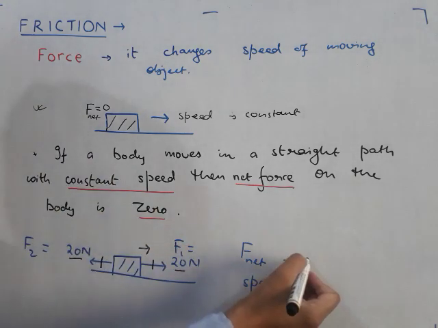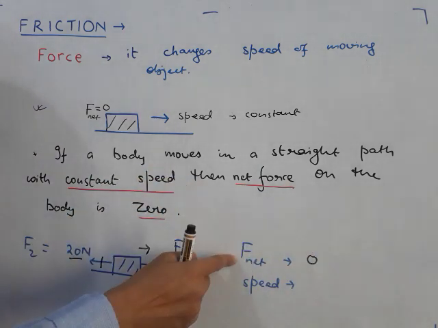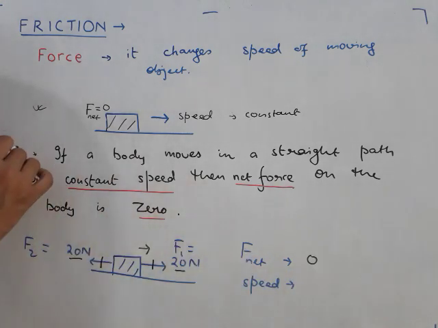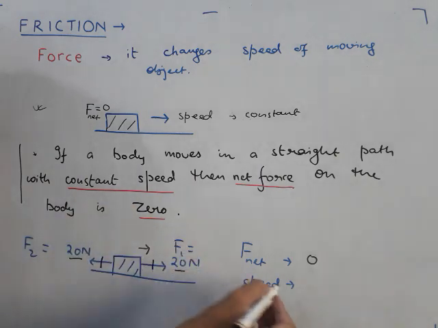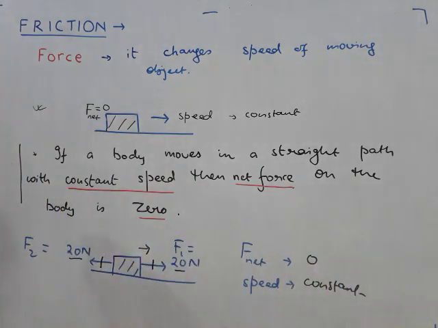So the net force in this case will be how much? 0. See, there are two forces, but the net force is how much? 0. And since the net force is 0, based on the discussion I had with you just before this, we can conclude that the speed of the body must be constant. So in this situation also the body will move with a constant speed. Okay.